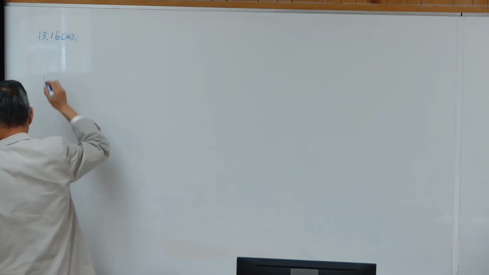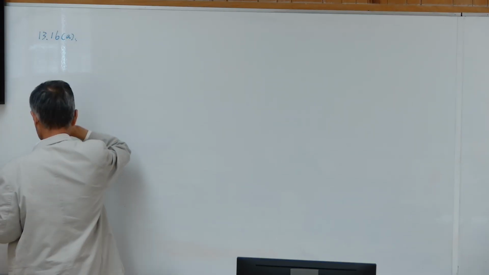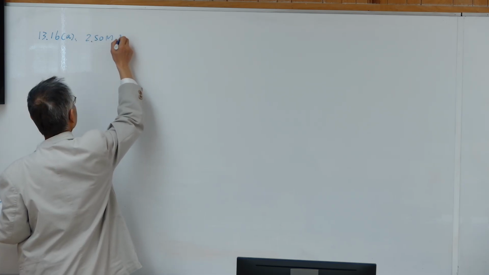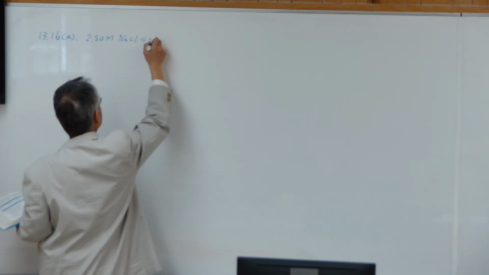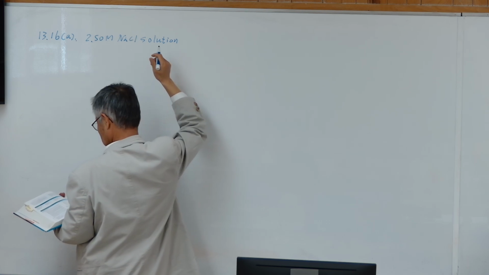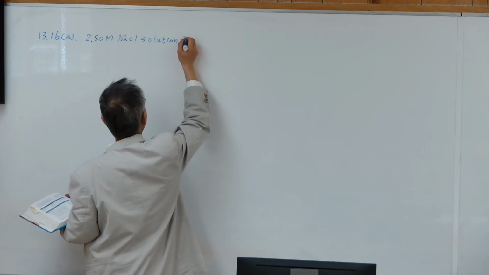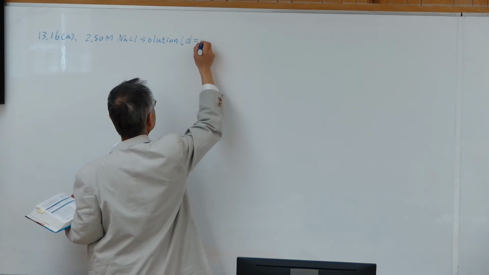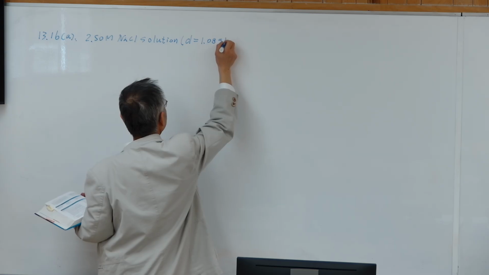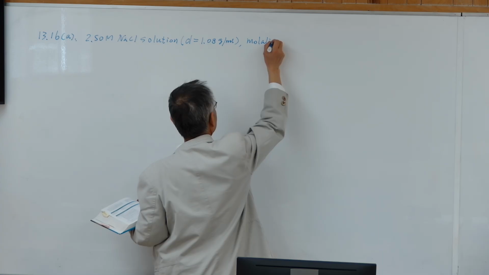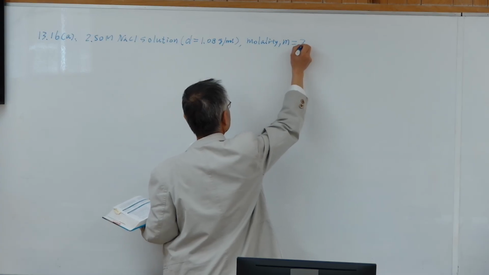Chapter 13, question 16a. 2.5 molar, that's a molarity, NaCl solution. They tell you the density of this solution is 1.08 gram per milliliter. As you calculate molality, we use lowercase m.